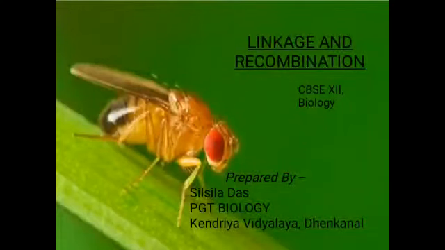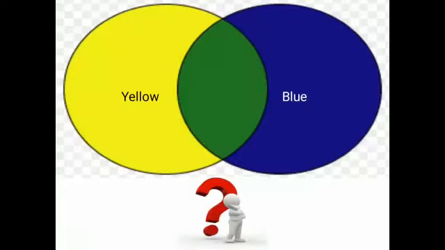Hello students, today we are going to study about linkage and recombination from the chapter Principles of Inheritance and Variation. So, before going to this topic, just explore this picture. Can you tell me what you see in this picture?